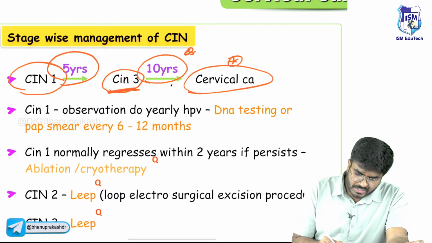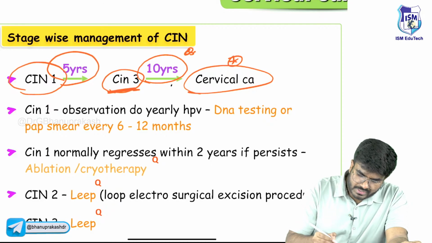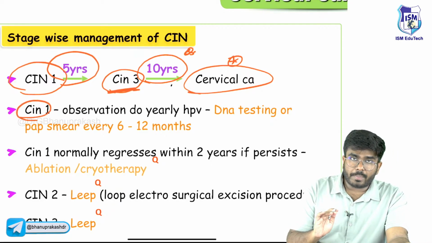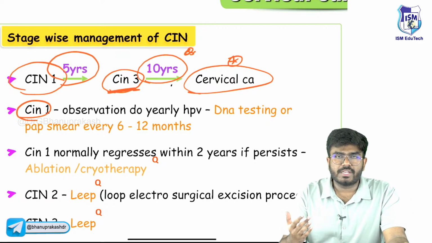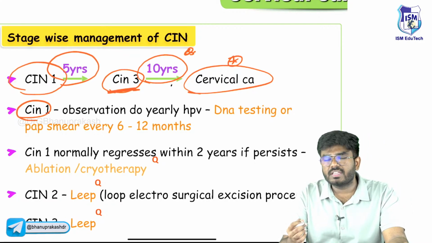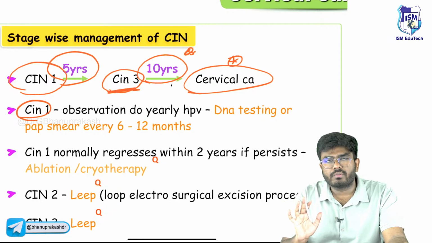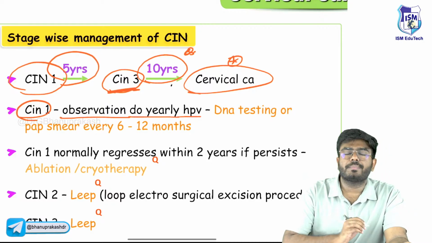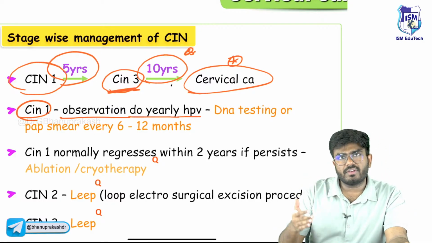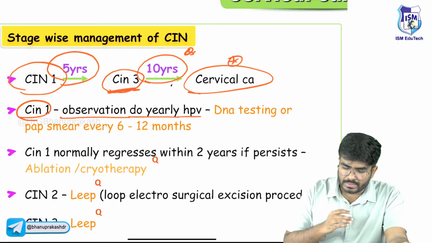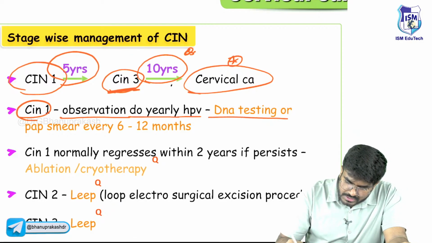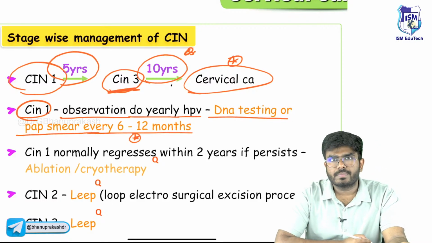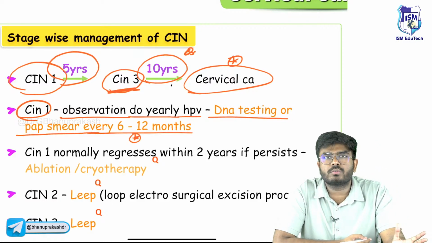Okay, sir, for example, the patient is having CIN1. What we have to do? What is the management? The patient is having CIN1, on pap smear there is dysplasia, and you have taken the biopsy, it's a CIN1. So what we will do now? How is the management? Just do the observation. Do yearly HPV. Ask the patient to come every year and go for the HPV DNA testing or pap smear every 6 to 12 months. Nothing too serious.